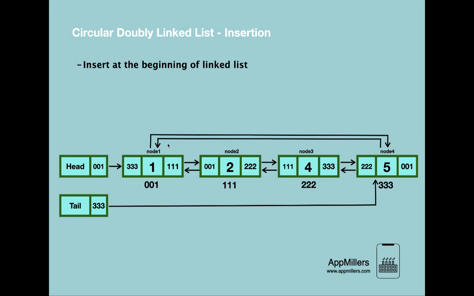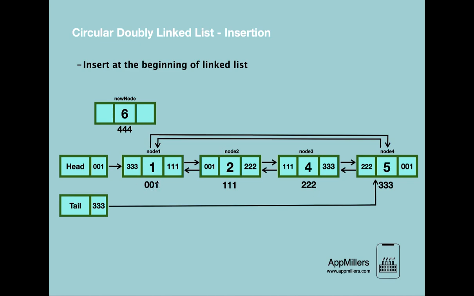Let's say we want to insert a node at the beginning of the circular double linked list over here. So the first thing that we are going to do is to create a blank node, and the physical location of this node in the memory is 444. Then we need to assign a value to it. Let's say we assign the value of 6 to it. To insert this node before node 1 over here, we need to update the next reference of this node to the physical location of node 1 here.